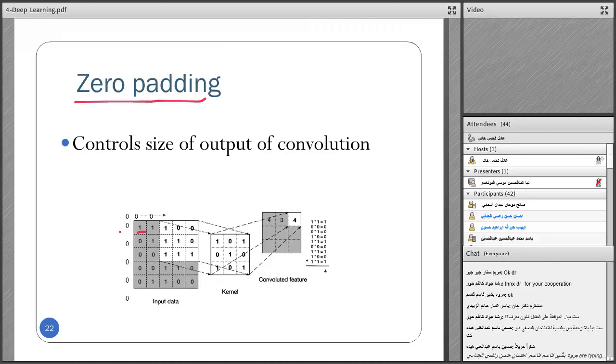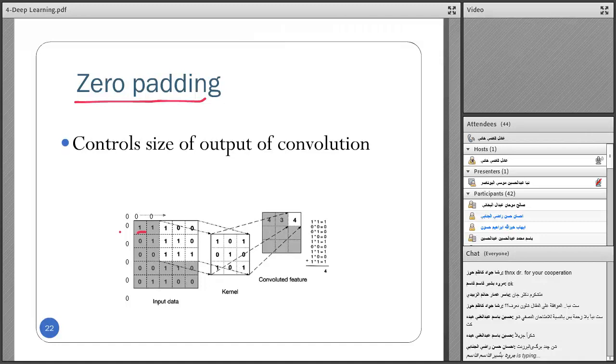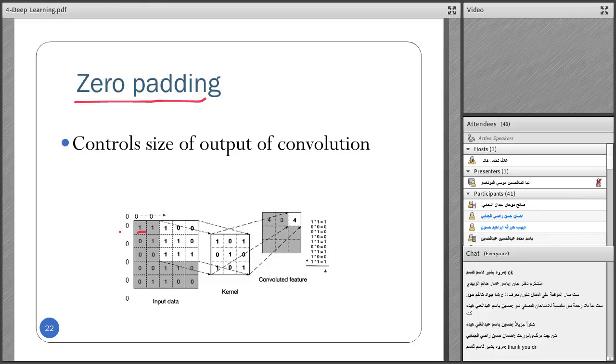Okay, so this was about the course. In the previous session we talked about the CNN neural network, and we said that in the CNN neural network the main operation that we have is the convolution operation.